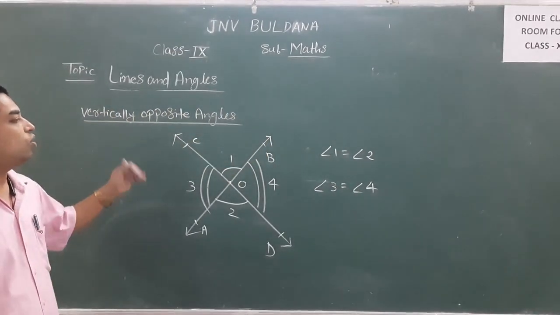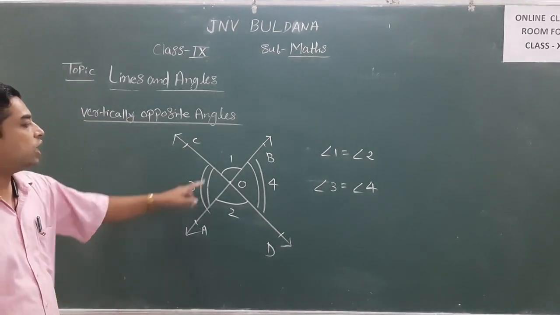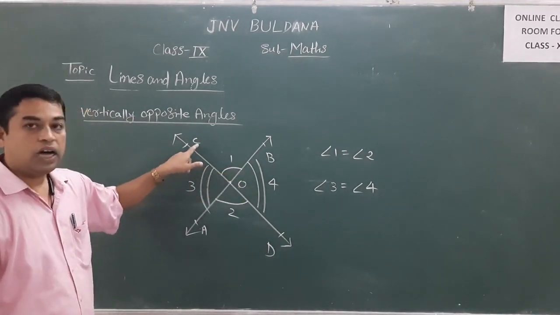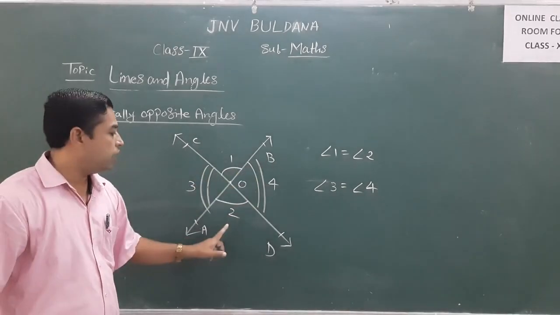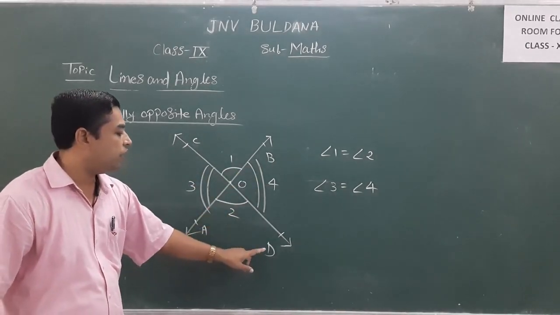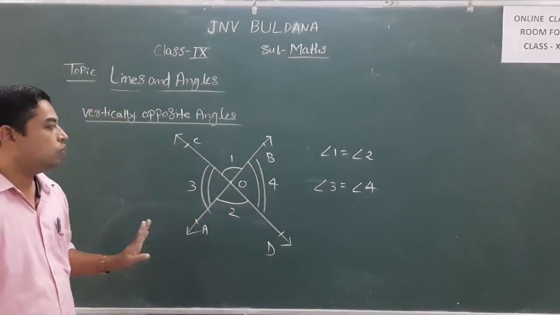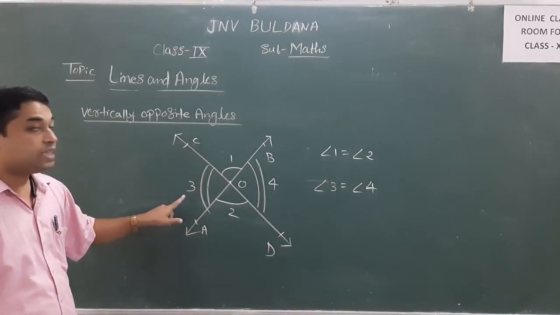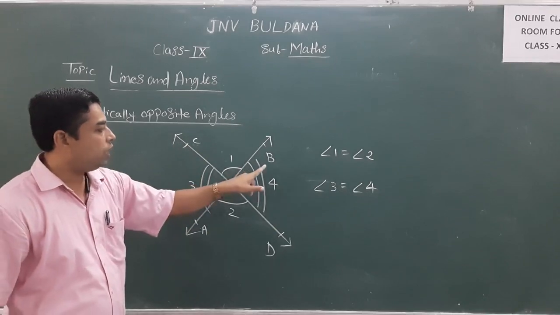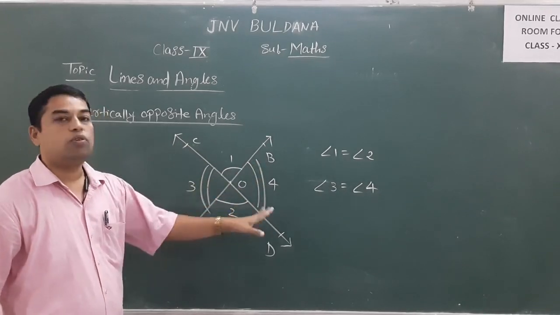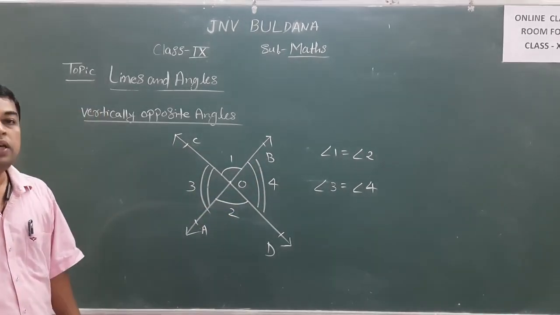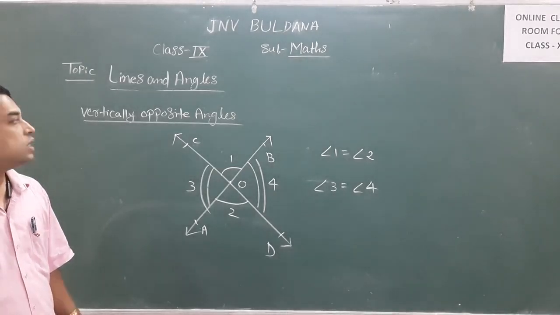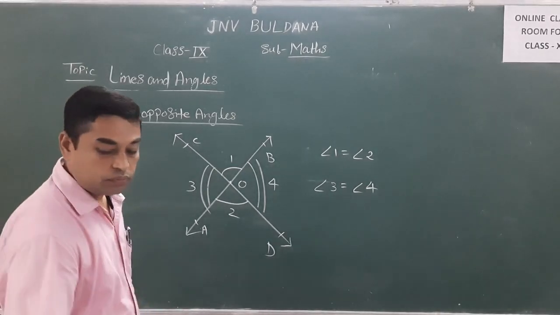This is another pair of angles. Here angle 1 means BOC, or we can read COB also. Angle 2 means AOD, or we can read DOA also. So these two angles will be equal, as well as COA, that is angle 3, will be equal to angle 4, BOD. 3 and 4 will be equal. Vertically opposite angles will be equal.